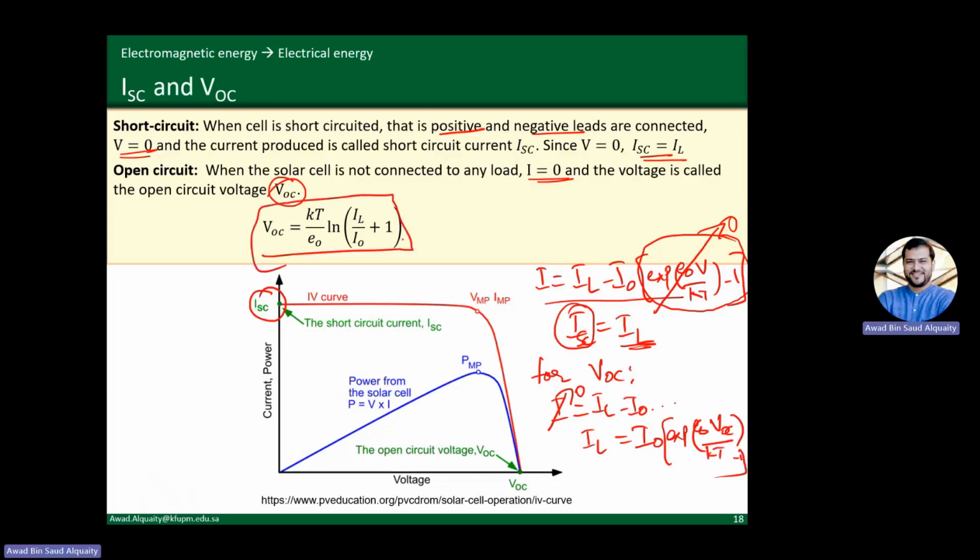Again, you do not have to remember these formulas. These formulas will be provided to you. All you need to remember is what these terms are. What does VOC correspond to? What is the T here? And as we said before, this temperature needs to be in Kelvin. What is IL? What is I naught? And so on. E naught, as I said, is the charge per electron. It will be provided to you, and K is the Boltzmann constant.